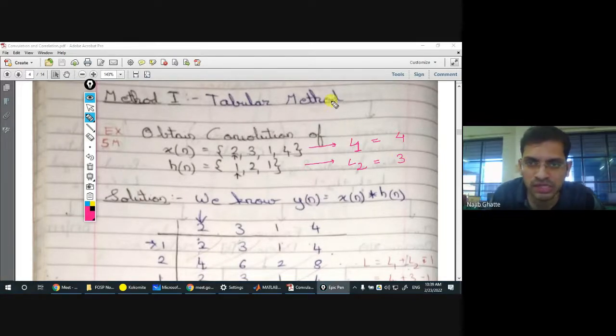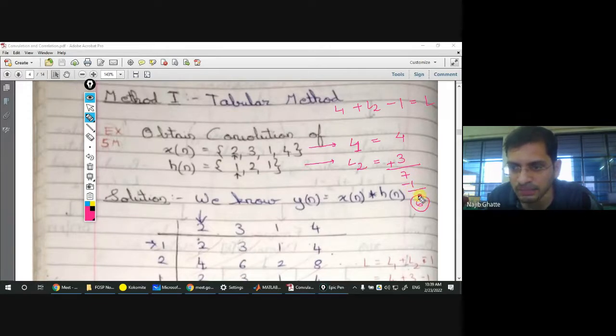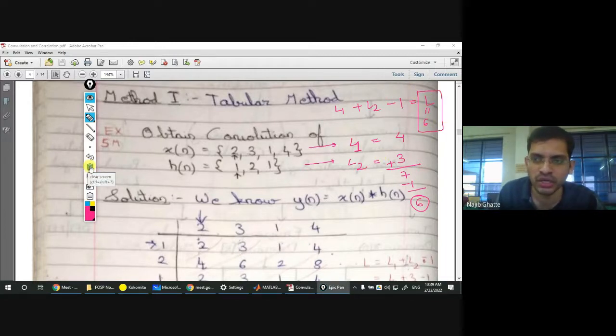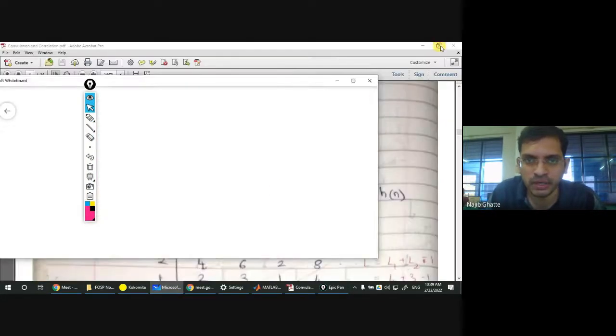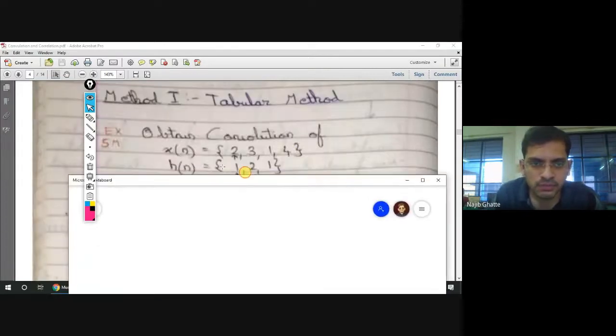Now tell me the formula. L1 plus L2 minus 1 will give you the value of capital L. 4 plus 3 is 7, 7 minus 1 is 6. Kindly keep this in the back of your mind. L is equal to 6. I'll be requiring this. Remember L equal to 6, because now I'm going to jump to the whiteboard, so understand how this has to be done.